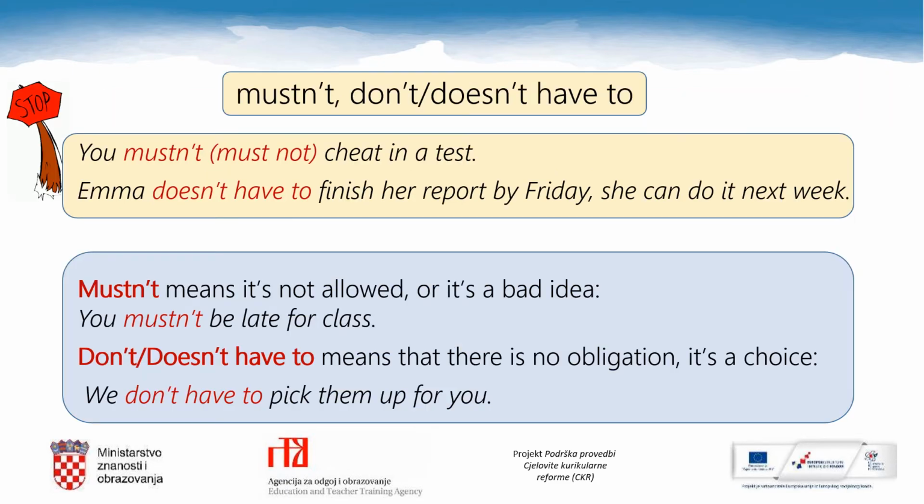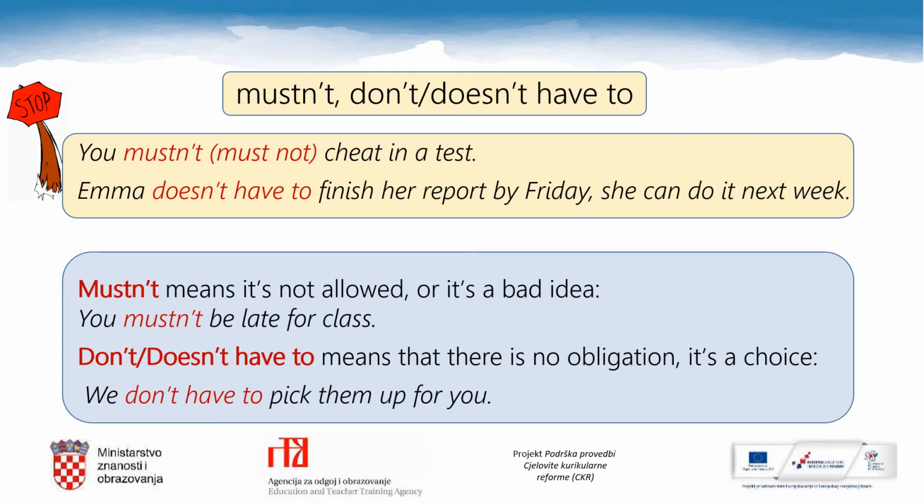The negative of must is telling us a rule in the negative. For example, you can say, you must not cheat in a test. This is a very strict rule. It is prohibited and you cannot do it. Must not we can shorten to mustn't. You mustn't cheat in a test.